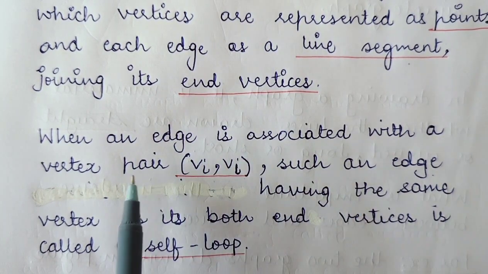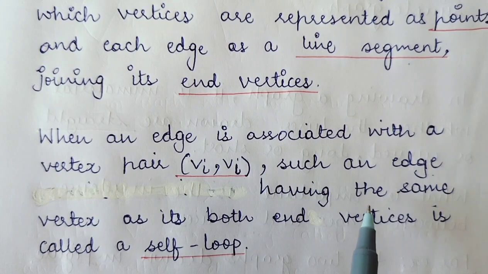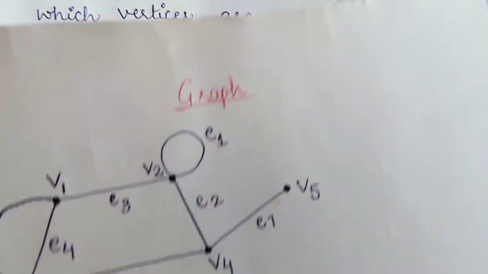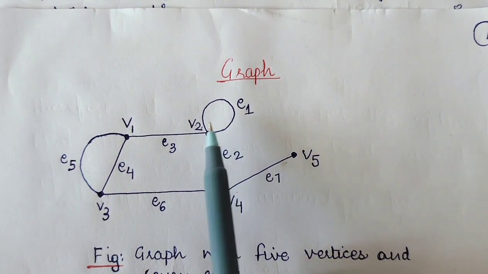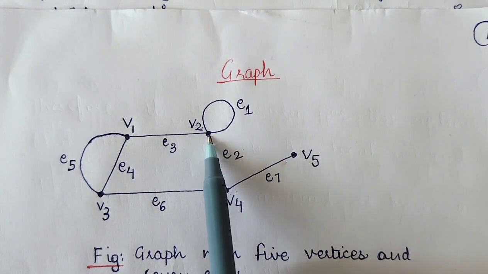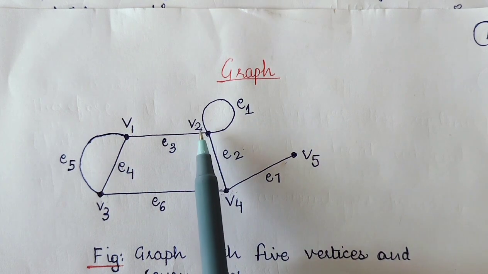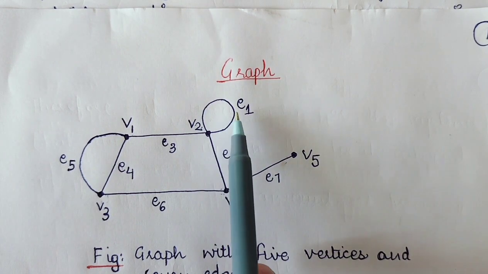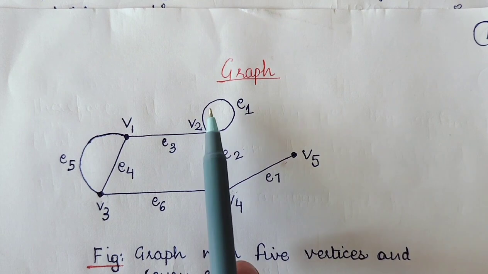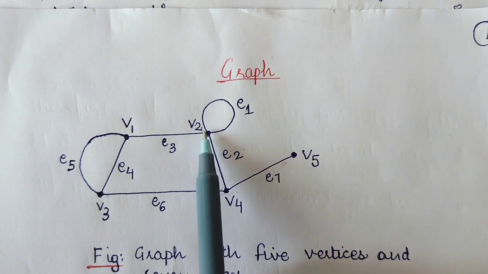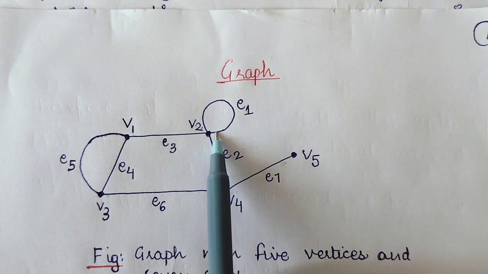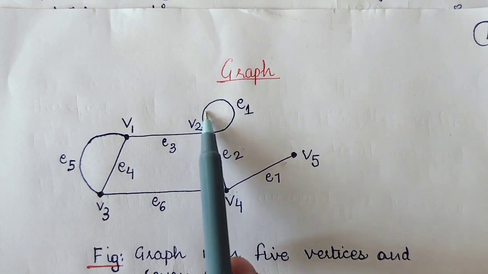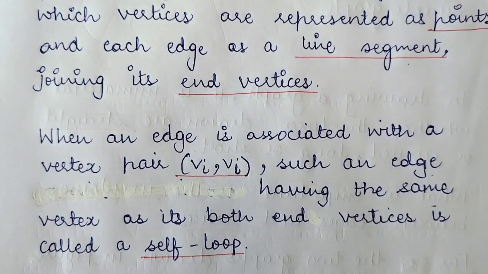So when an edge is associated with a vertex pair Vi, such an edge having the same vertex as both its end vertices is called a self loop. The example of a self loop you can see here. Edge E1 is having vertex V2 as both its end vertices. V2 is the starting point also and V2 is the ending point also. It starts from V2 and then it ends again at V2. So such an edge which is having the same vertex as both its end points is known as a self loop.